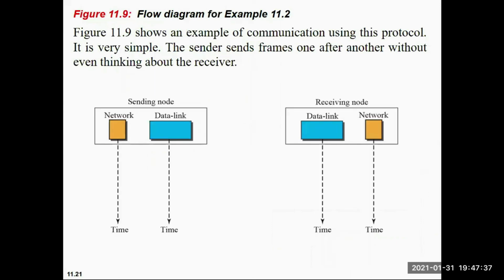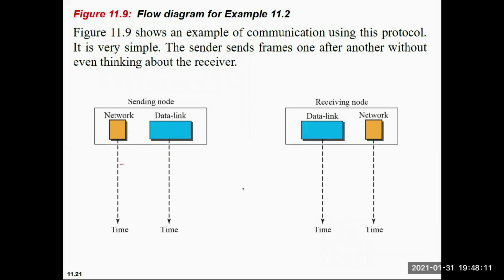Okay, so now with the help of this figure, we saw an example of communication using this protocol, and it is very simple. The sender sends frames one after another without even thinking about the receiver. So this is our sender side: this is the network layer, this is the data link layer, and this is the receiver side. This is the data link layer, and this is the network layer.